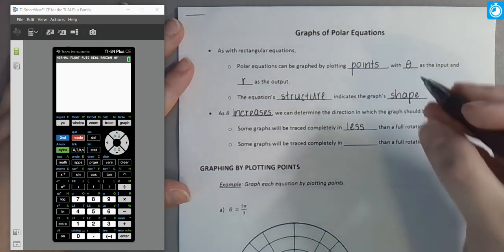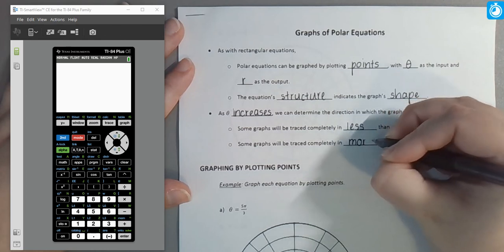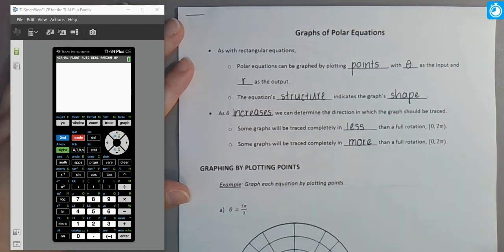Some graphs, you will need more than a full rotation in order to trace them. It's just going to depend. Typically, the more complicated the function is, if we have a trig function that has a multiple of an angle inside of it, those are the kind of equations where you can expect that the graph may take more than 0 to 2 pi to trace. Whenever we multiply theta by a constant inside of our trig function, that changes the period of that function, which means it may take less time or more time to trace the entire graph. So it's just going to depend.